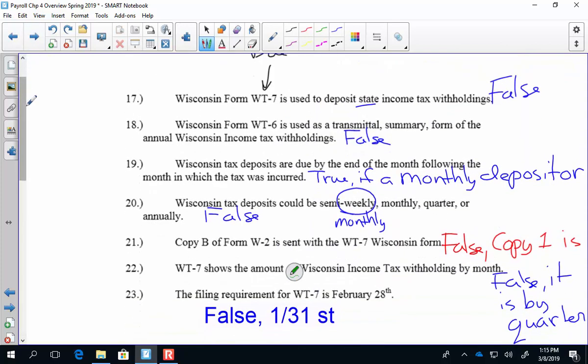I did add some state type questions, not that you're going to see them on chapter 4's exam, but again, you're probably going to be working in the state of Wisconsin, so you want to be sure you know some of the rules regarding Wisconsin's withholding, what forms are used, what the requirements are, or when the deposits are due. So take a look at these last couple questions regarding state taxes.